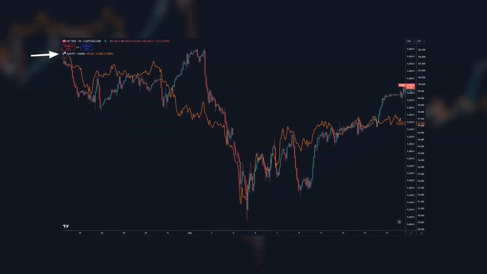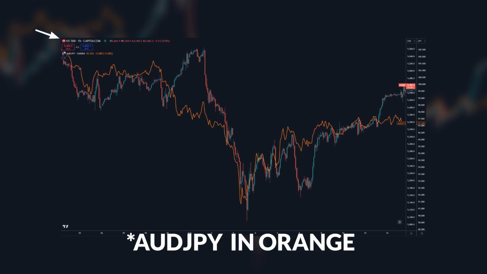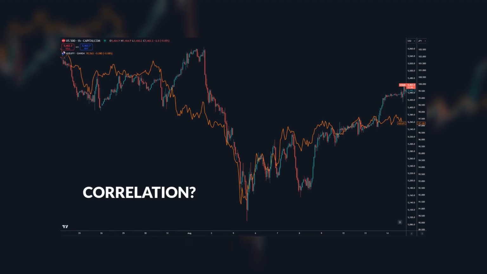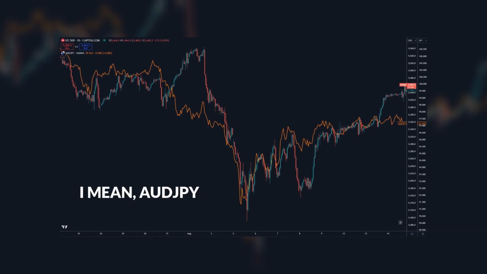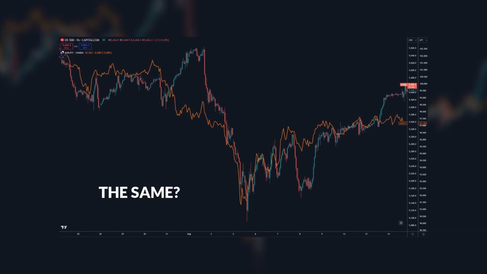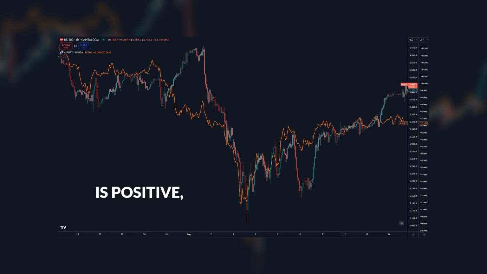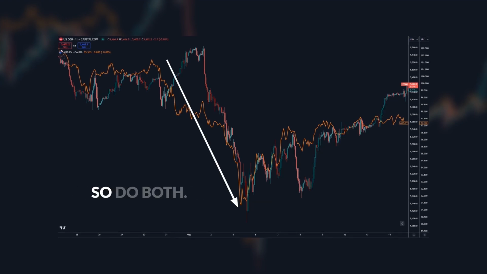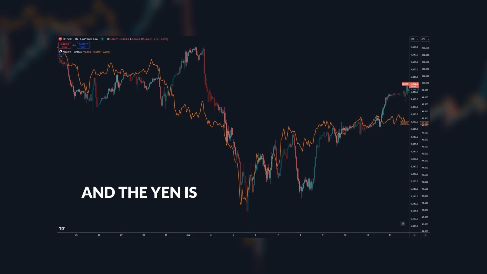Now, here's where it gets even more interesting. To give you some context, here you can see AUD JPY overlaid with the S&P 500 in orange. See the correlation? Looks like the same thing, but they shouldn't be the same thing. I mean, AUD JPY is AUD JPY and the S&P 500 is the S&P 500. Why do they move the same? The answer, obviously, risk sentiment. When sentiment is positive, stocks go up, and so does AUD JPY. When sentiment crashes, so do both. Why? Because the Australian dollar is a high beta and the yen is a safe haven.